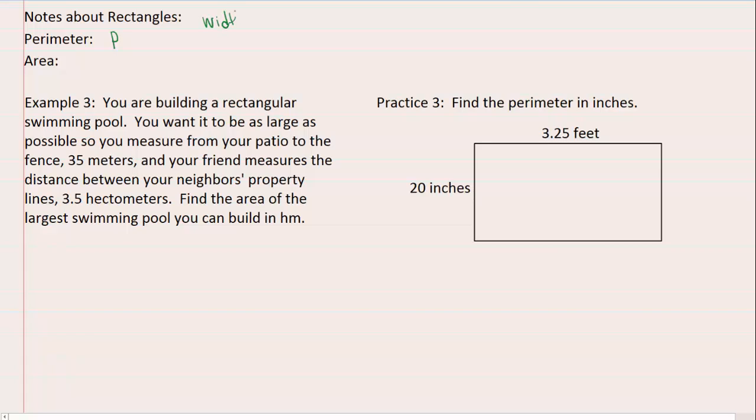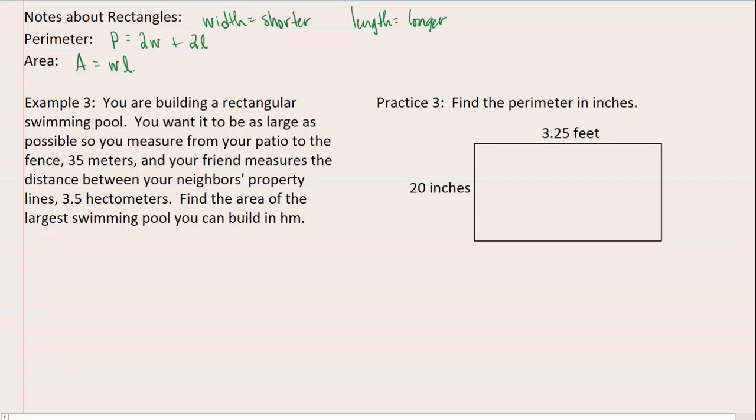So let's write down that the width is the shorter side, and the length is the longer side, because the perimeter will be equal to 2 widths plus 2 lengths. So if you times each width by 2 and then each length by 2 and add those values together, you will get the perimeter of the rectangle. Then for the area of the rectangle, you simply multiply the width times the length.